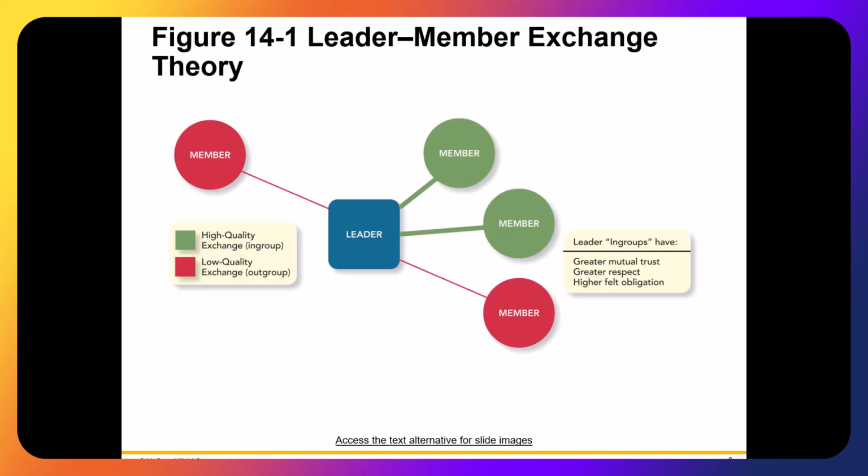The leader-member exchange theory. Remember I said earlier about in-groups and out-groups. When you look here, you see the leader, you see the members in red on the far left and far right, and you see the members in green in the upper right. The green is the high-quality exchange in-group. The low-quality exchange group is the red. You see the difference in how they're connected to the leader, how close they are to the leader. And the out-groups are not.